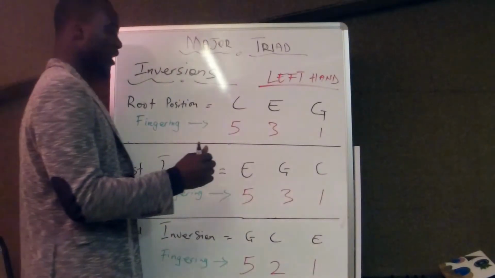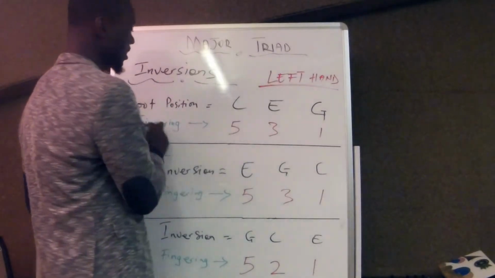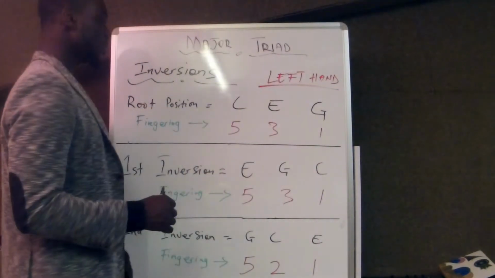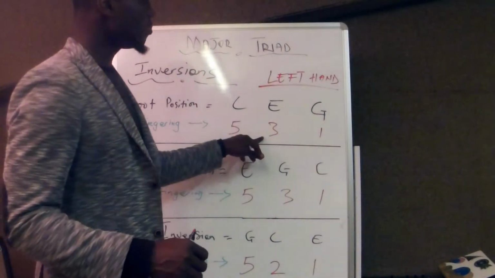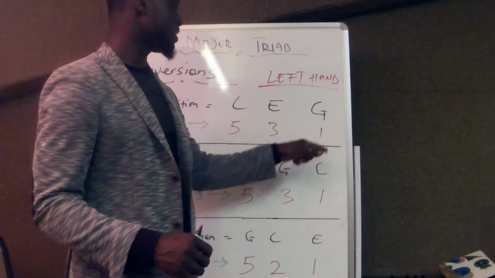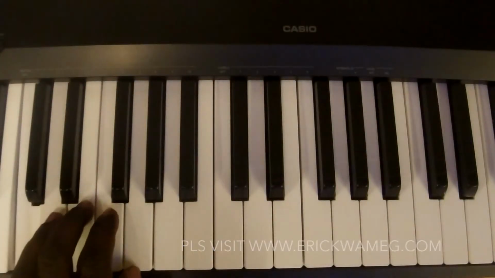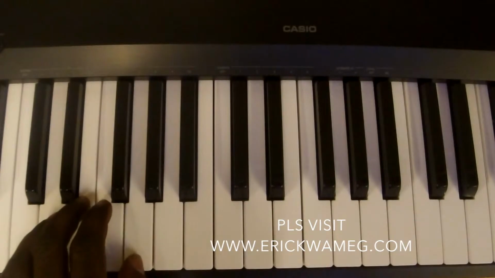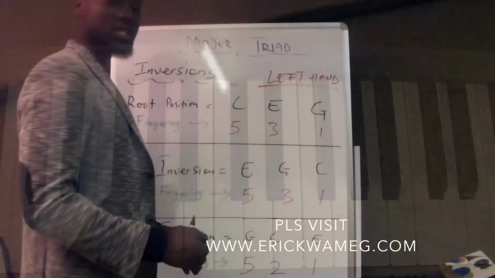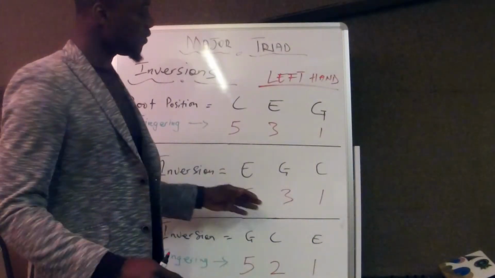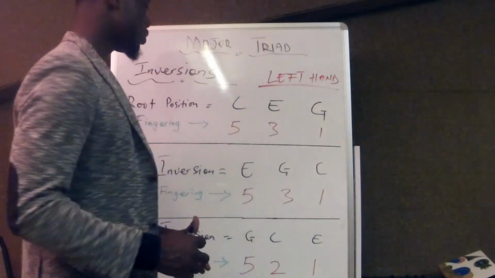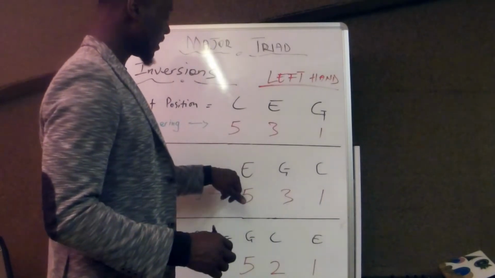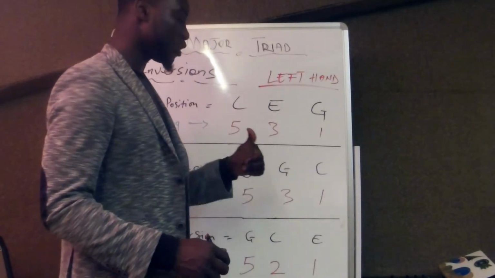C major triad for the left hand. Root position, you have C, E, G. Now what happens is finger 5 plays C, finger 3 plays E, and finger 1 plays G. First inversion, where you've moved the C further to the top so that the melody can have the C in the note. So what you do is finger 5 plays E, finger 3 plays G, and finger 1 plays C.